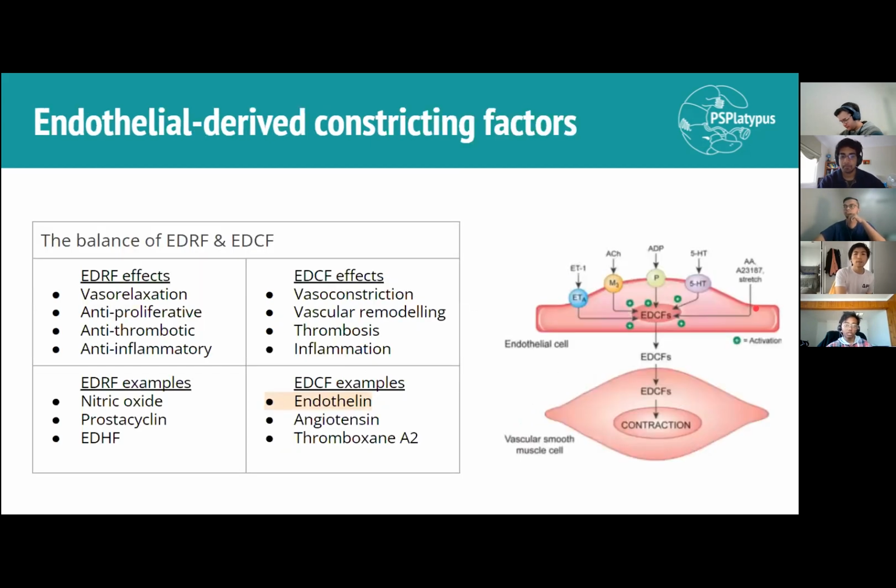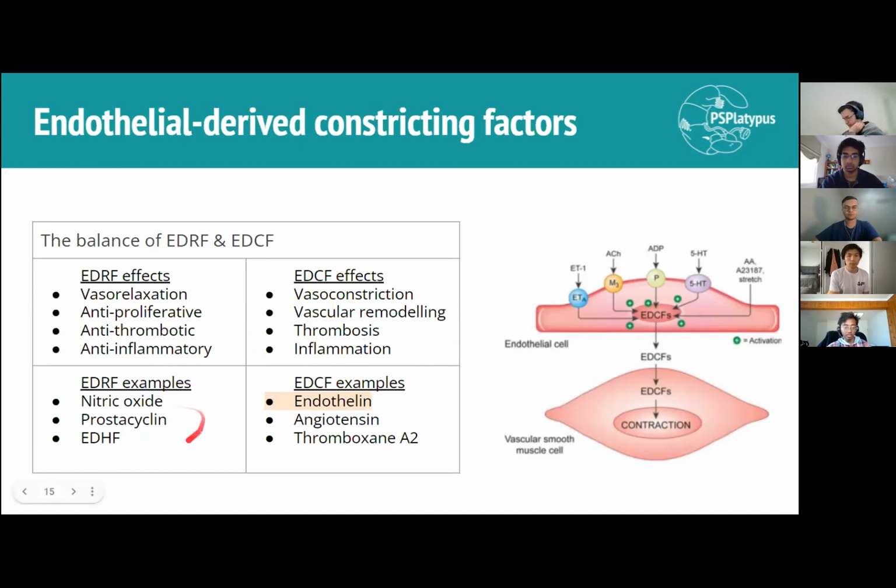Okay, so we talked about endothelial-derived relaxation and constricting factors. And really, in our body, we just have a balance of these two things, which have a bunch of different effects. It's not exactly the whole picture when it says relaxing factor, because it does a bunch of other stuff. Like I said, it has anti-thrombotic, anti-inflammatory, and anti-proliferative effects. Equally, the EDCF has the opposite effect. So instead of anti-thrombotic, it promotes thrombosis, and it promotes inflammation, vasoconstriction, and vascular remodeling.